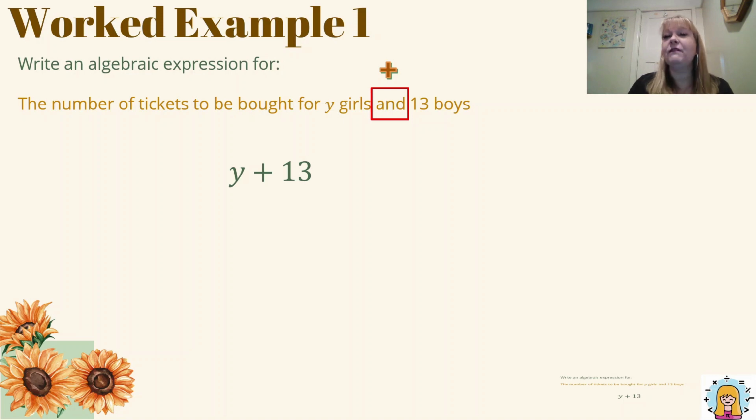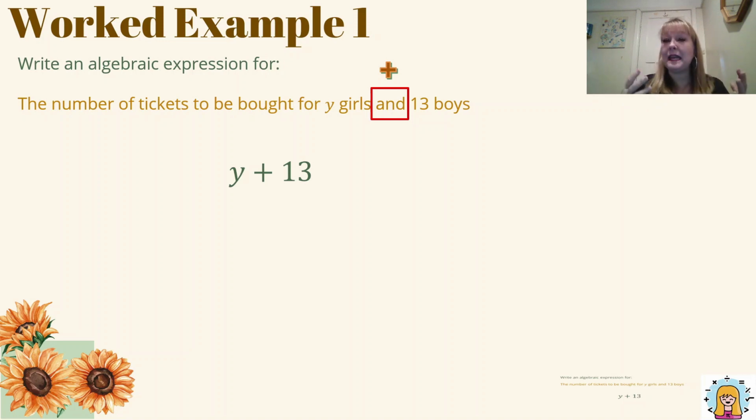So I say, well, what if there was 10 girls? Do you know how many tickets you would need to buy for 10 girls and 13 boys? And they say, well, of course, I need to buy 23. And I say, well, what did you do? How did you work out it was 23? The answer they say is, well, I added them in my head. And I said, well, that's exactly what you're going to do, except this time you don't know that there's 10 girls. There could be 1 girl, 10 girls, 1,000,000 girls. Doesn't matter how many girls, there are Y girls.